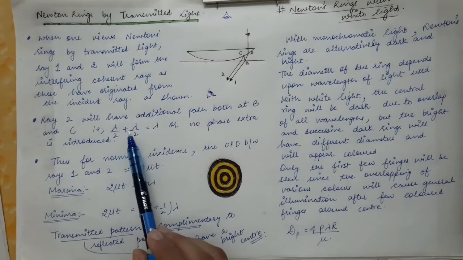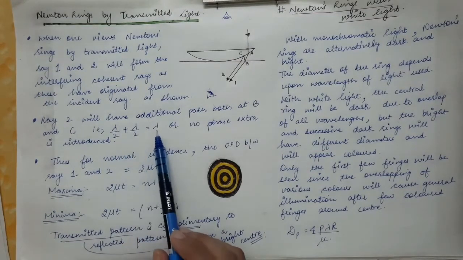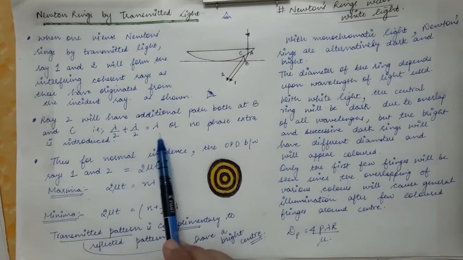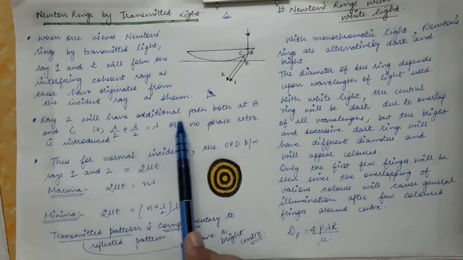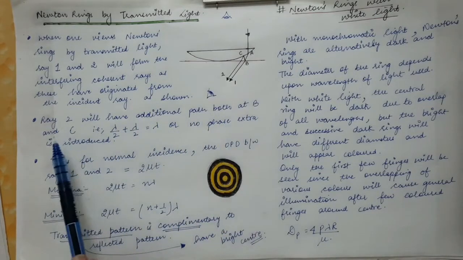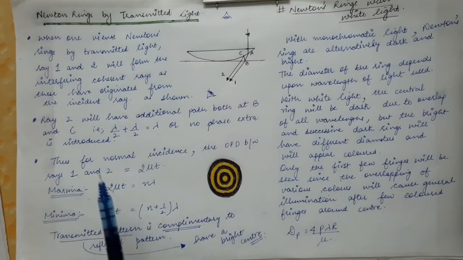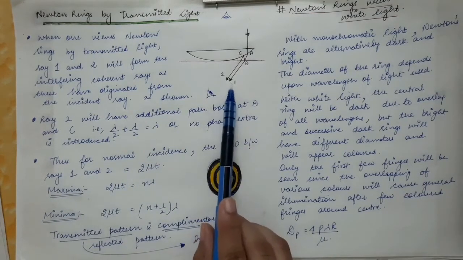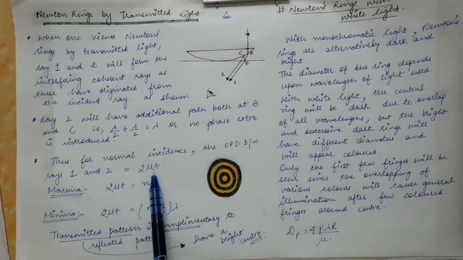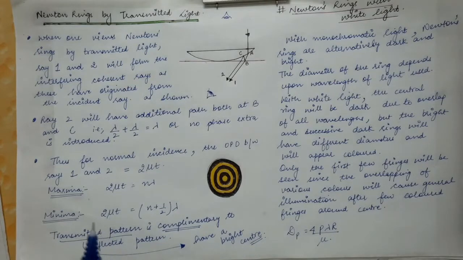Therefore lambda by 2 plus lambda by 2 path will be introduced, which is equal to lambda, or we can say no path will be introduced or no extra phase is introduced. So the ray 2 will have additional path both at point B and C. So for normal incidence, the optical path difference between ray 1 and 2 will be equal to just 2 mu t. So the optical path difference is equal to 2 mu t cos r.